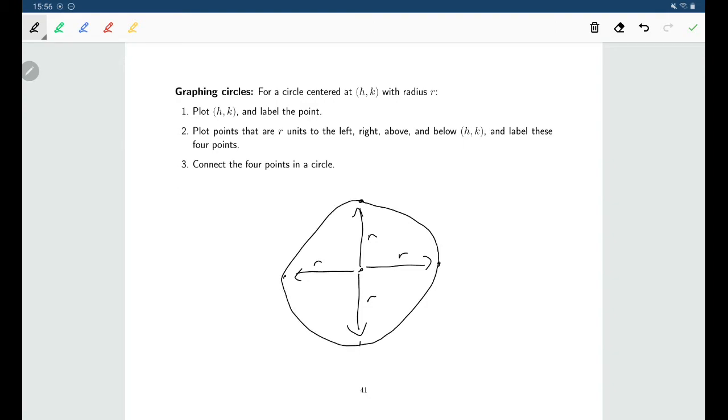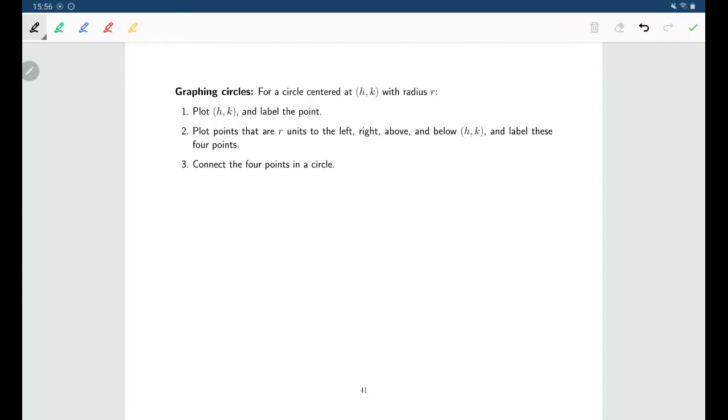And then we would connect our points. Of course, you'd want to be labeling these points as well with their coordinates. That's easy enough to do because you know where the center is and you know how many units you went up, down, left, and right. So you'll be able to find the coordinates for those 4 points. And then the last thing that we'll need to do after we've graphed our circle is label it with its equation.